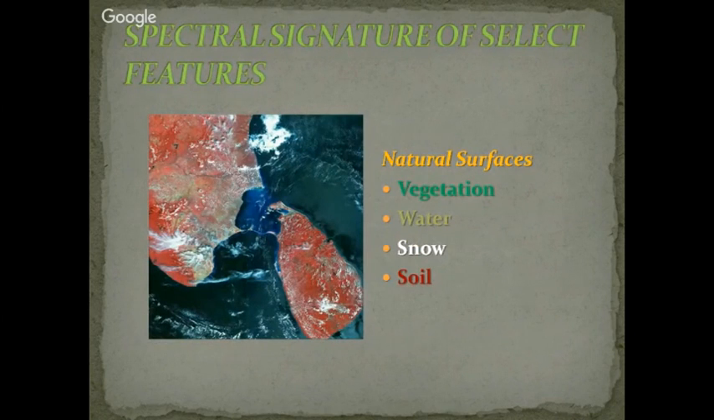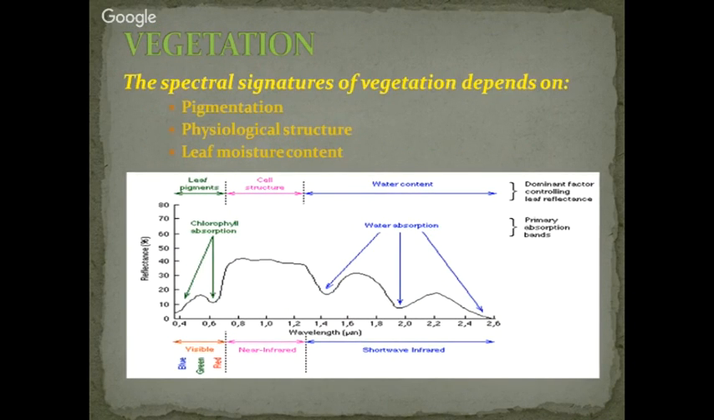Now from satellite images we can extract information about four major surfaces. These are vegetation, water, snow and soil. By understanding the spectral behavior, how these surfaces behave with respect to different wavelengths of incoming radiation, we can draw certain average behavioral characteristics of these surfaces.